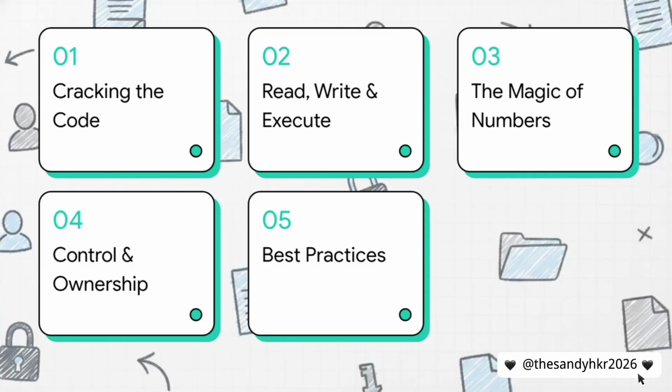All right, let's take a quick look at our roadmap. We're kicking things off by cracking the permission code. Then we'll see what read, write, and execute actually do in practice, master the magic of numeric math, and finally, we'll wrap up with the essential commands and some critical best practices.